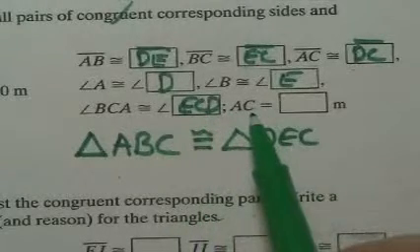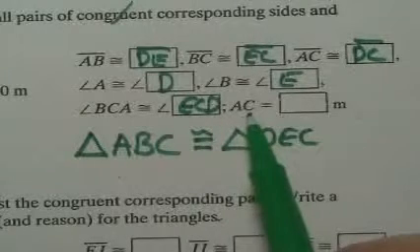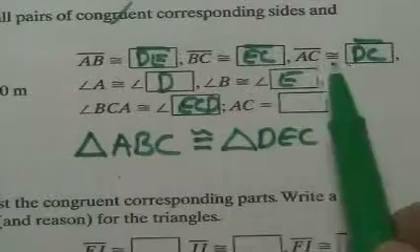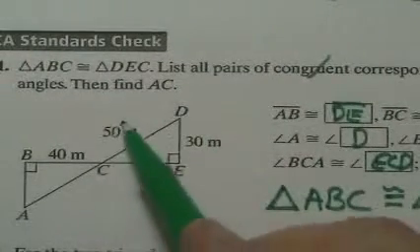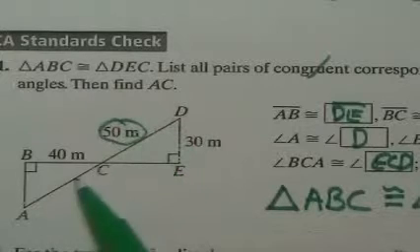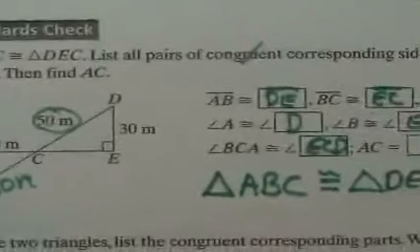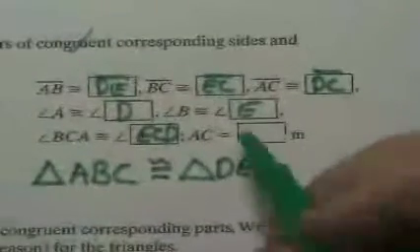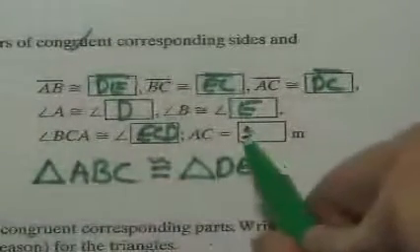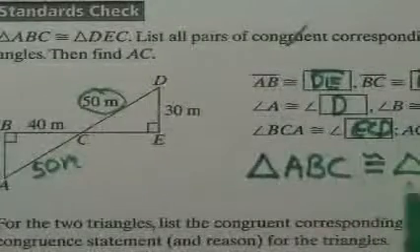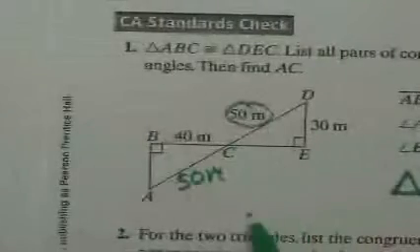And AC, let's see, we said AC is equal to DC. They're the same. So if I look at DC, DC is 50 meters. So AC must be the same, 50 meters, because they are congruent. So see, I could solve all this just by looking at the order of the letters and not even have to look at the diagram itself.